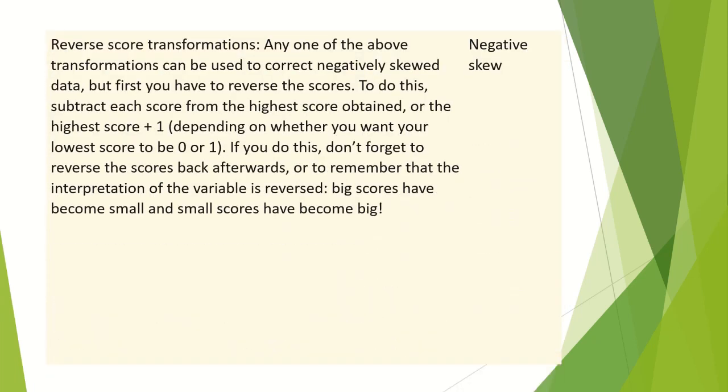The last type of data transformation is reverse score transformation. Any one of the above transformations can be used to correct negatively skewed data. But first, you have to reverse the scores. To do this, subtract each score from the highest score obtained, or the highest score plus 1, depending on whether you want the lowest score to be 0 or 1.